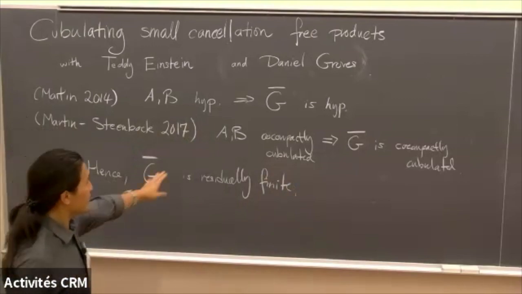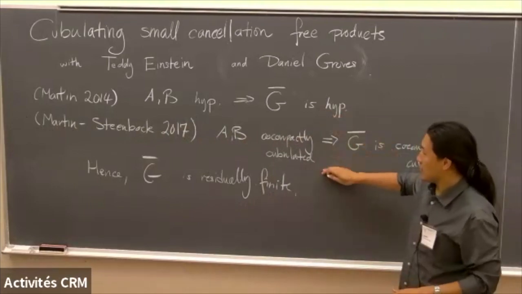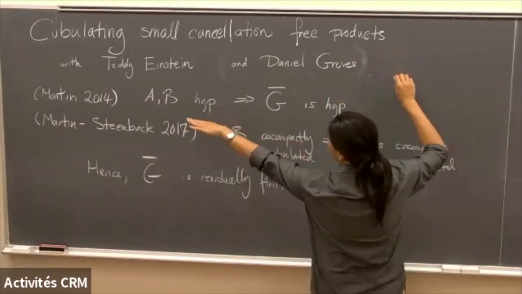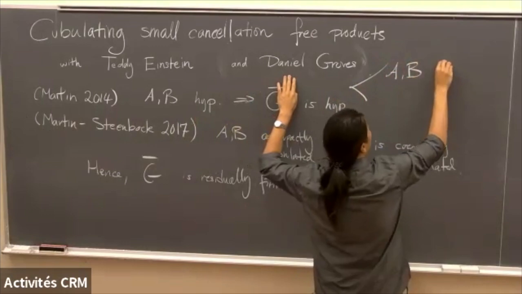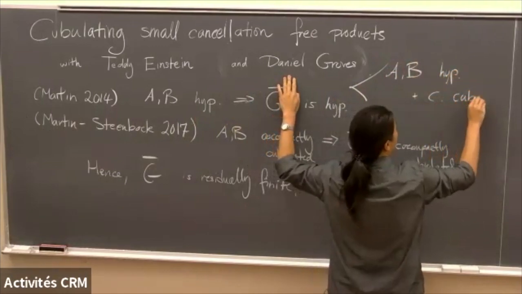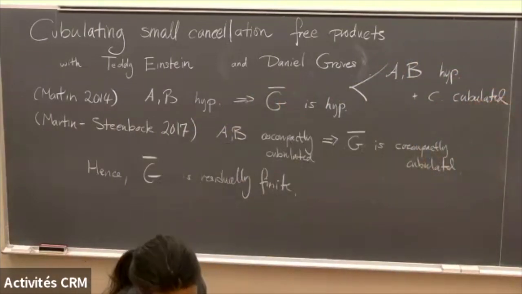The G bar is the combination. Yeah. Oh, sorry. This was under the assumption, I should add this before this line. Insert here that A and B are hyperbolic and cocompactly cubulated. Sorry. Yes. Thank you. That's a good, important clarification. Okay. Good.